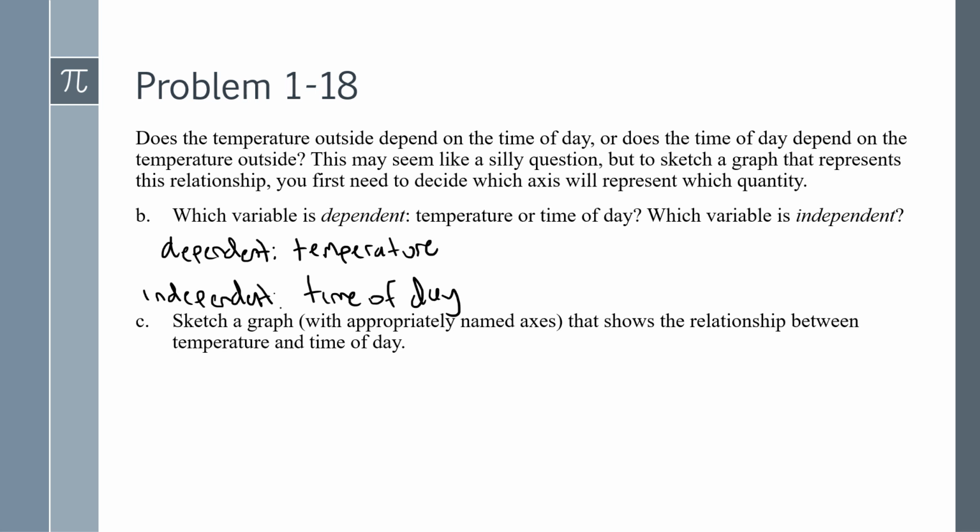That's really bad. Let's try it again. Vertical, horizontal. Now, remember, vertical is y. y is dependent, so this is going to be my temperature. And x, the horizontal, sorry, is the independent variable. This is time of day. So that should be 0.